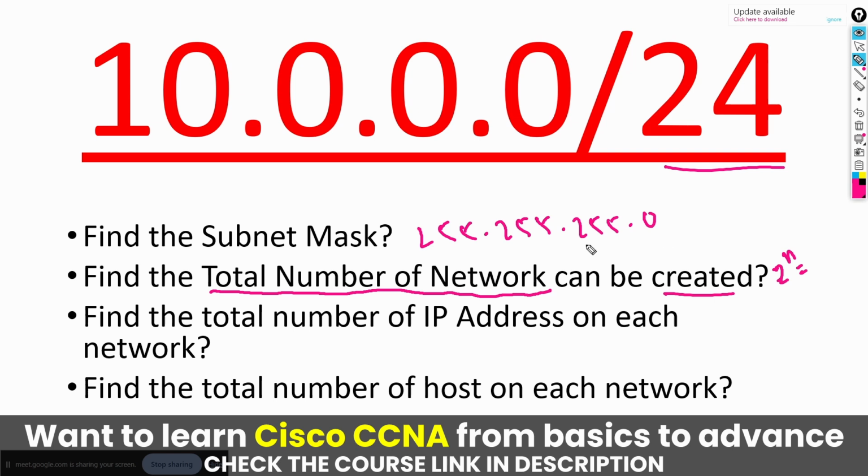So tell me, how many bits are borrowed from the host ID? 16 bits, right? How 16 bits? Because the default subnet is 255.0.0.0. This is a class A IP address, and by default only 8 bits are reserved for the network, and the remaining bits are host. So for making 255.255.0.0, we have to borrow 16 bits, correct?